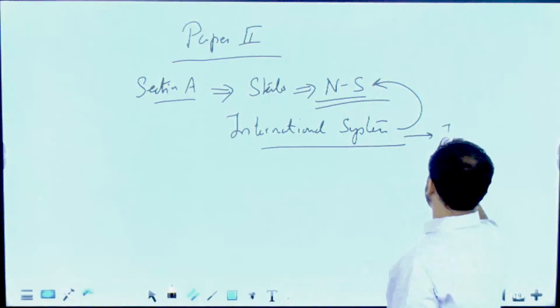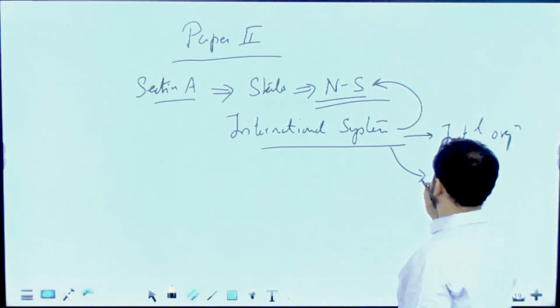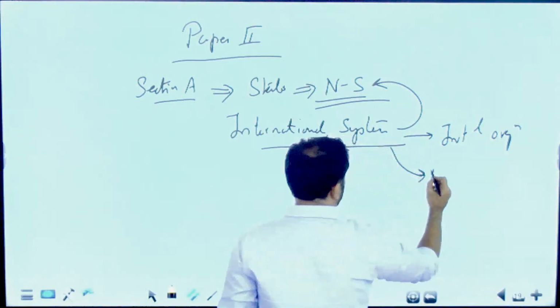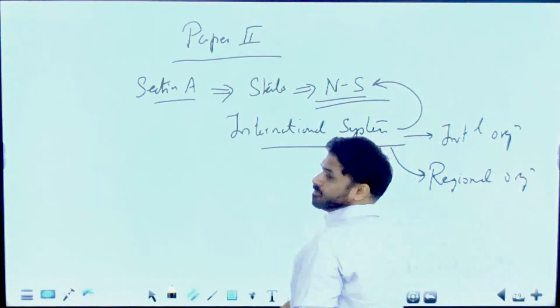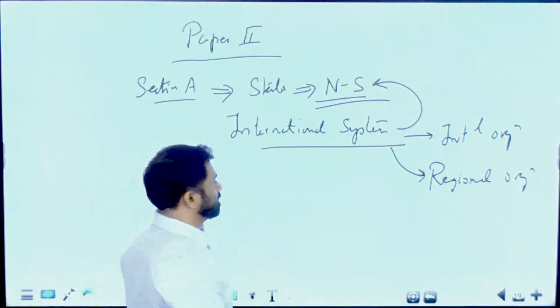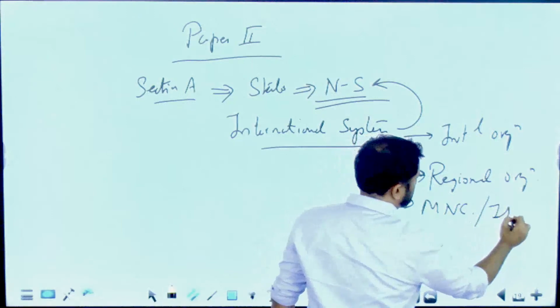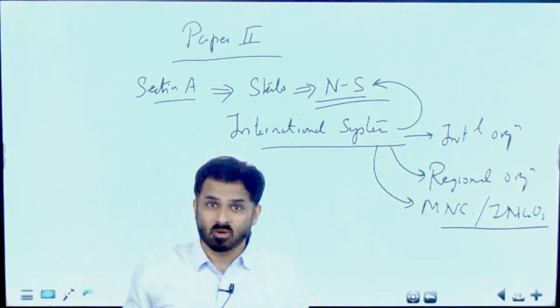We have the international organizations which are the players, like the United Nations and all those bodies. We have the regional organizations or some kind of collective organizations which are the players in this part. Then a role is also being played by multinational corporations and international NGOs, all those players. So we need to know about all of these.